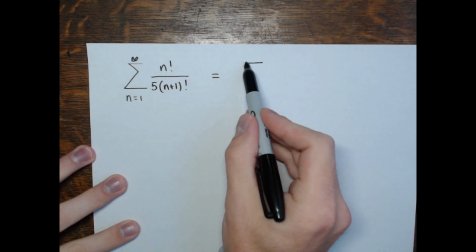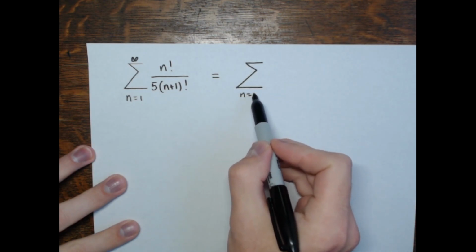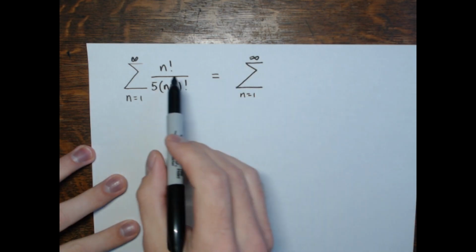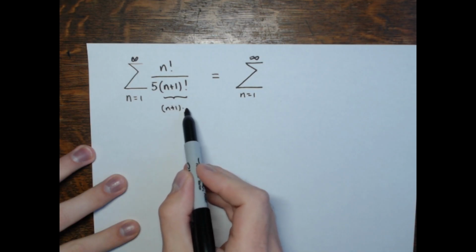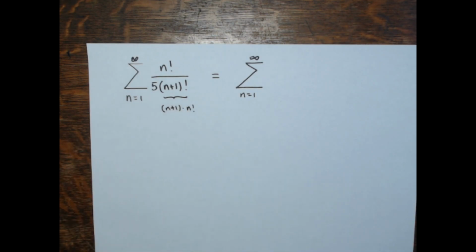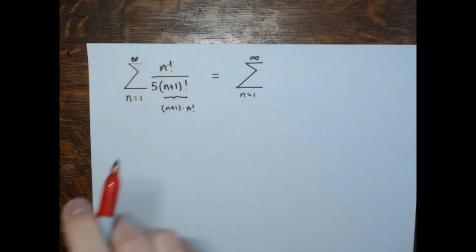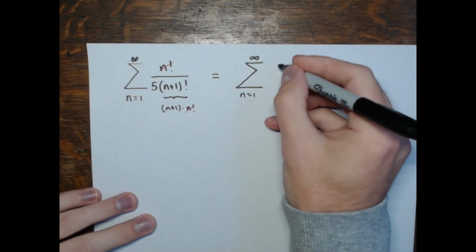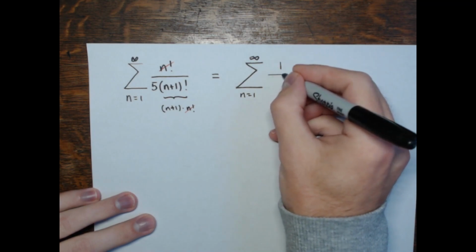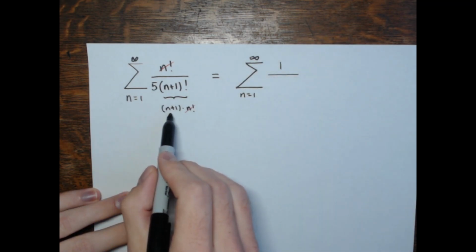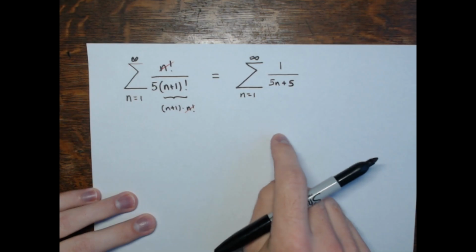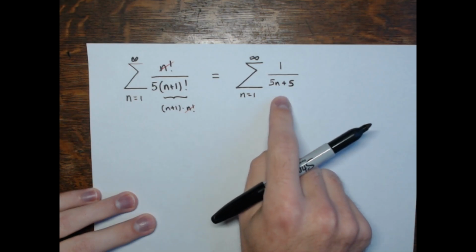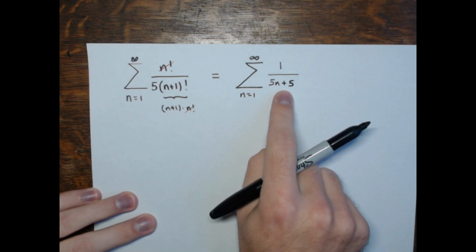This can be simplified, though. Sum from n equals 1 to infinity, because remember, n plus 1 factorial is n plus 1 times n factorial. So the n factorials can go away, and I'm left with 1 over 5 times n plus 1, which would be 5n plus 5. And you can probably already tell, I could do a limit comparison to just 1 over n and see that this was divergent.